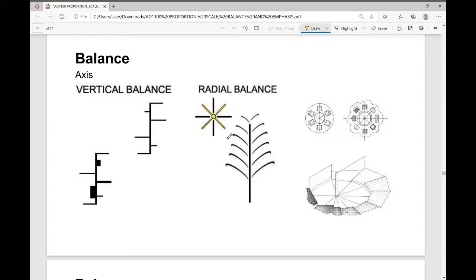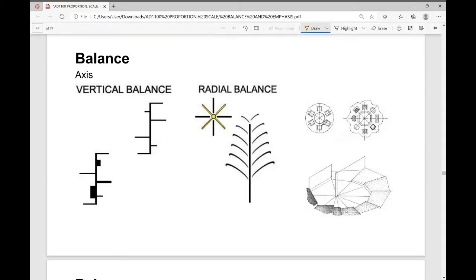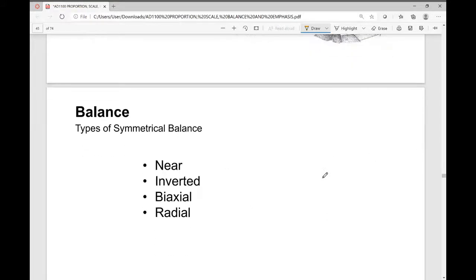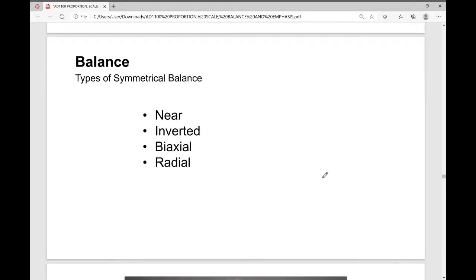Your radial balance is around, so it's rotating or not. It's functioning around a single axis or a single plane. Same for this one, so it's a radial balance. It's around. You have types of symmetrical balance: near, inverted, biaxial, and radial.